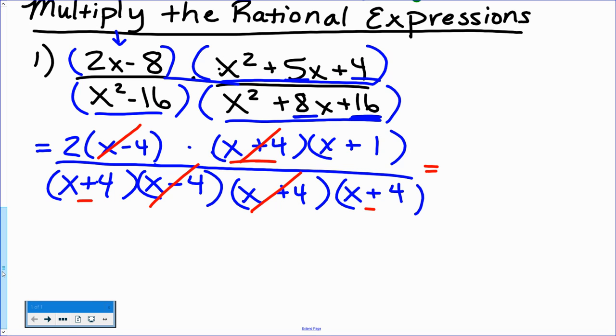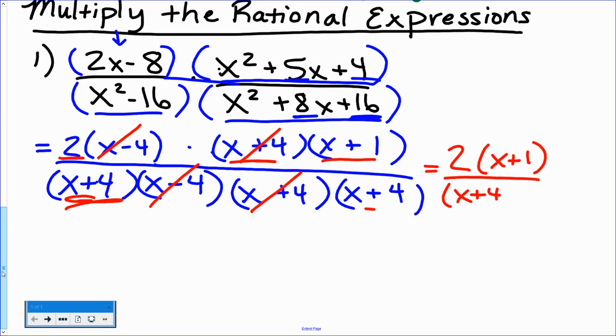I need to write what's remaining. There's still a 2 here. There's still an x plus 1 here. So that's all that's remaining in my numerator. In the bottom, I would still have this x plus 4 and this x plus 4. So you can write it twice or you can write it squared, to save you some time typing all that out in Math Excel. And that would be my final answer.